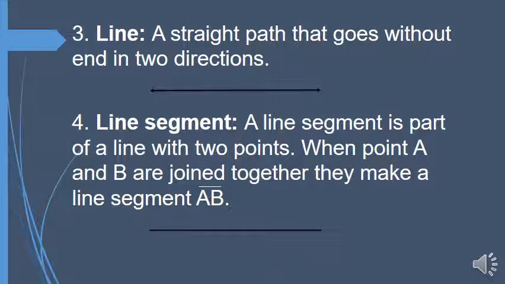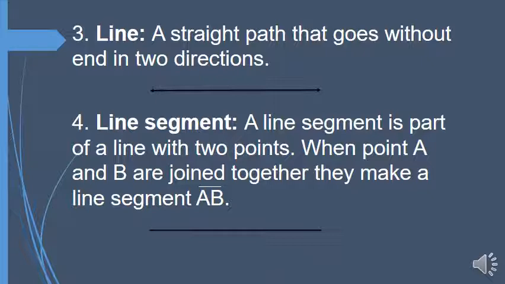A line segment is part of a line with 2 points. When points A and B are joined together, they make a line segment AB. As you can see over here in the picture as well, you just have to put 2 points, 1 point over here and 1 point over here, the dots, so that it will make a proper line segment. So a line segment is actually a part of a line where 2 points join the part, like point A, this is actually point A and this is point B, and they are joined together.